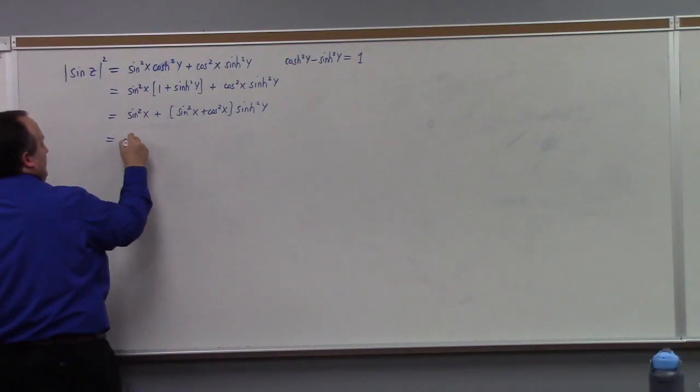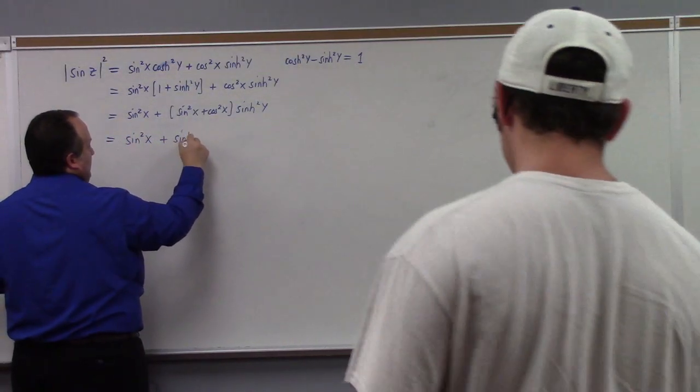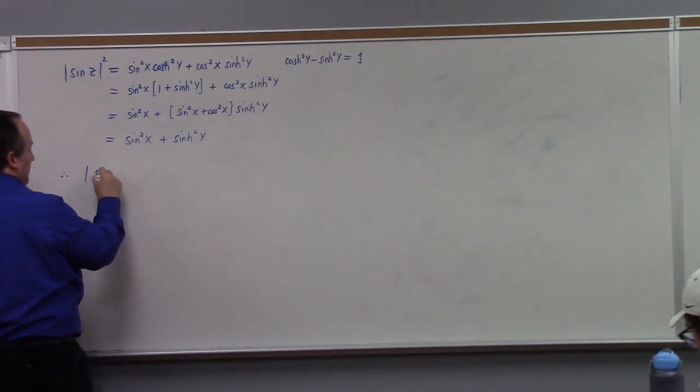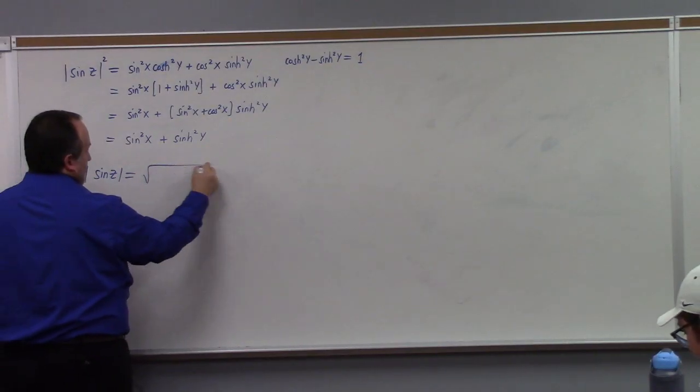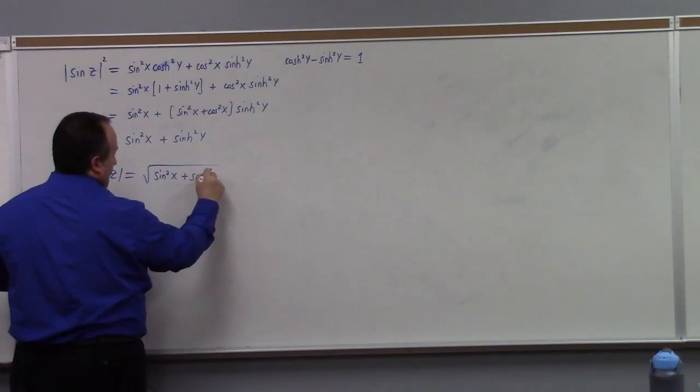Lo and behold, here's a nice formula: sine squared x plus sinh squared y. So therefore, the modulus of sine z is the square root of sine squared x plus sinh squared y.